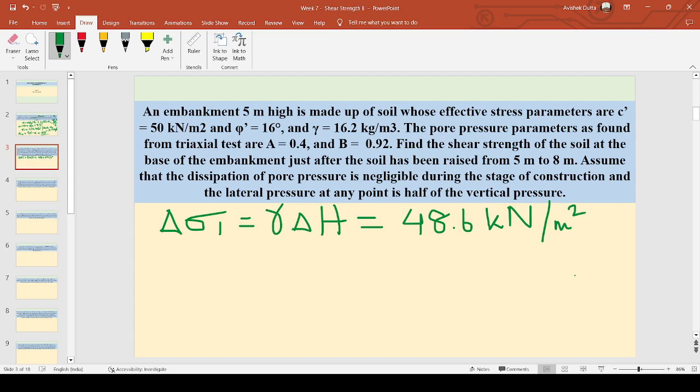Now it has been said that lateral pressure is half of the vertical pressure. So what is the change in lateral pressure? Del sigma 3 equals half of del sigma 1, which is 24.3.